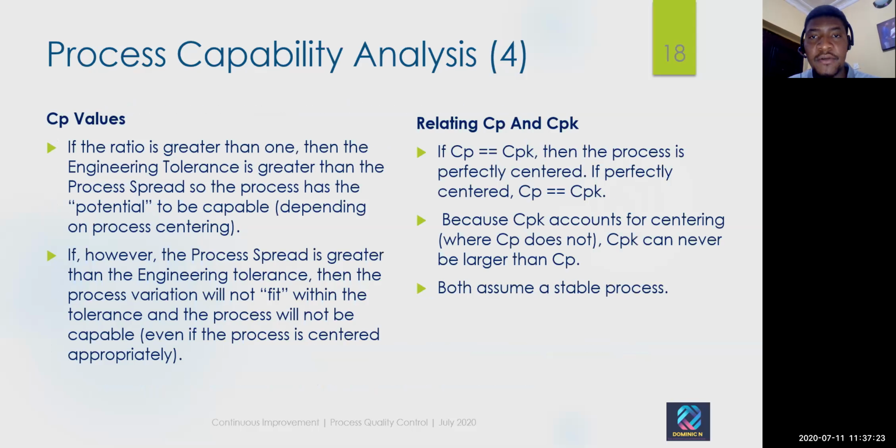Okay, so for CP values, if the ratio is greater than 1, then the engineering tolerance is greater than the process spread, so the process has the potential of being capable.